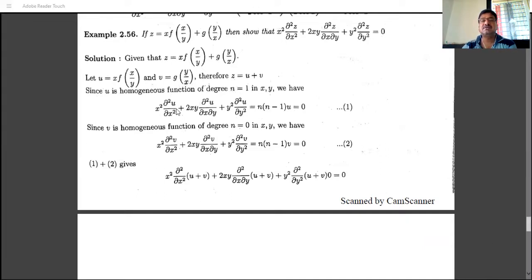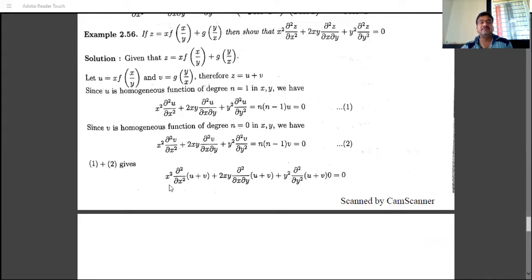So u is a homogeneous function of degree 1. We have x² ∂²u/∂x² plus 2xy ∂²u/∂x∂y plus y² ∂²u/∂y², which by the corollary of Euler's theorem is n(n minus 1) into u. But n is 1, therefore 1 minus 1 is 0. So we have answer 0. And v is a homogeneous function of degree 0, therefore we have n(n minus 1) with n being 0. So we have answer 0.